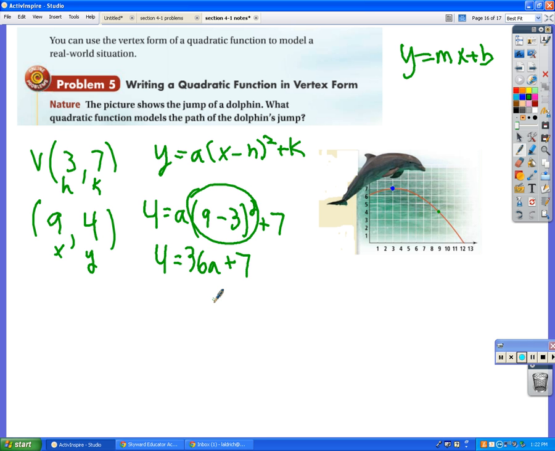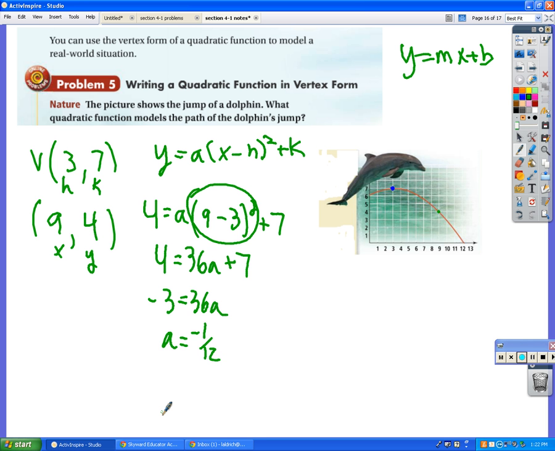Okay? All right. Now how do I solve that for a? Subtract 7. So that means that negative 3 equals 36a. And final step? Divide by 36. So a equals negative 1/12.